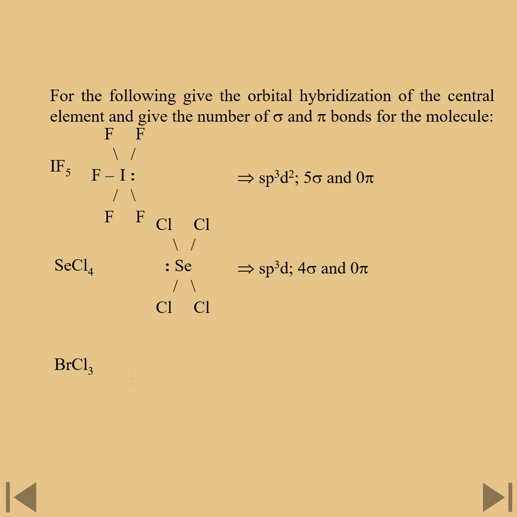In bromine trichloride, bromine's the central element. I count 5 regions of electrons, so sp3d again. And this time we have 3 single bonds, so 3 sigmas.